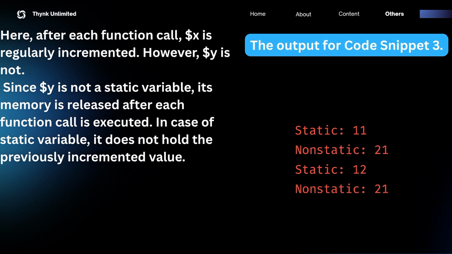If you called the function a third time, you'd get static 13 and non-static 21. The static value keeps climbing. The non-static value always resets before it's printed. This behavior happens because a static variable combines local visibility with an extended lifetime. It's still invisible outside the function, but it doesn't get destroyed between calls. A normal local like $y has both local visibility and a short lifetime, created at the start of each call and released at the end.